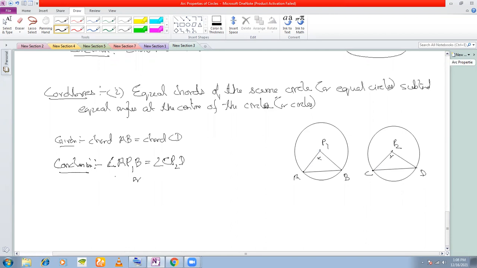Also, why only this angle? You can also conclude the reflex angle to be equal. The angle subtended by this chord at the center is not only this, but this angle also, right? So you can also conclude that reflex angle AP1B must be equal to reflex angle CP2D. Clear with this theorem? Deduction?